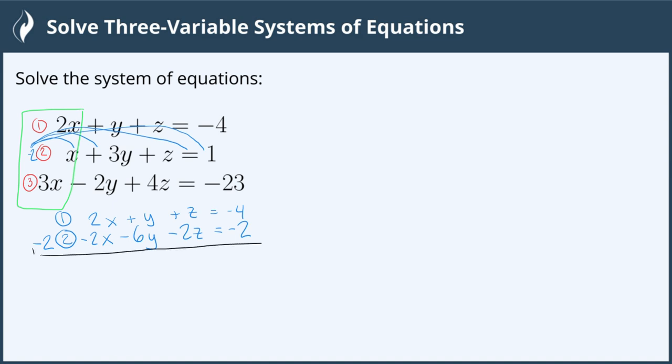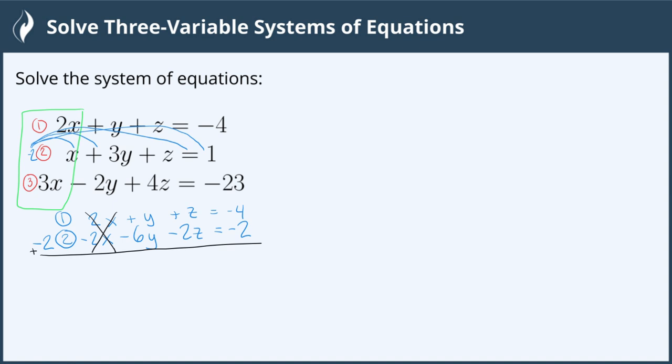Now I'm going to add these two equations. This is called the elimination method or the addition method, depending on the author of your textbook. And we have 2x minus 2x. These cancel, and that is perfect. That's exactly what we were trying to do. So we've accomplished our goal.